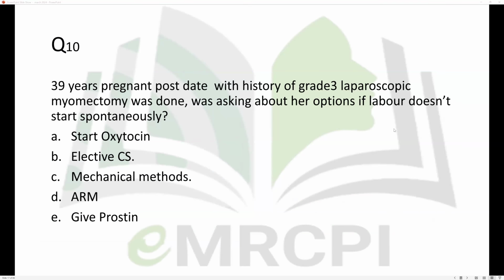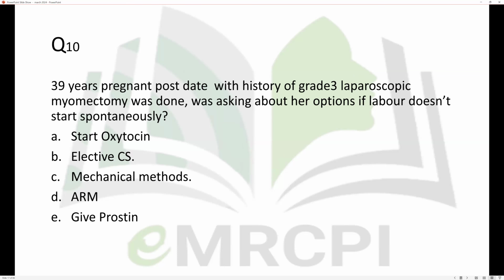I hope it is. So, a 39-year-old pregnant woman, post-dated, with a history of a grade 3 laparoscopic myomectomy, was asking about her options if labor doesn't start spontaneously. For the induction of labor, there is a little bit of difference between the RCOG or NICE guideline, Dr. Aisha, and the Irish guideline of induction of labor.